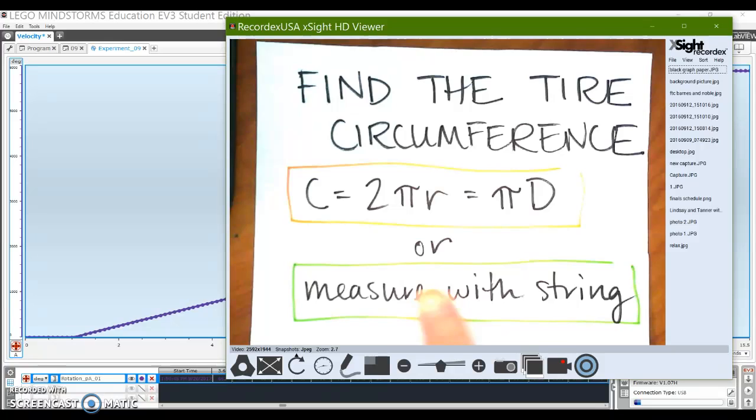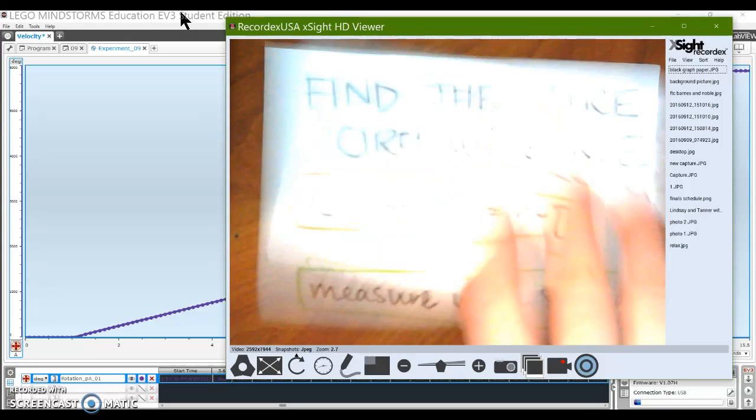Second way you can do it is by measuring around with a string and then lining that string up with a ruler. I want you to pause the video here and take a second and do that both ways. Find the circumference both ways. I mean it. Pause the video. Find the circumference. Okay, make sure you wrote down that circumference because we're going to use it later in the following calculations.